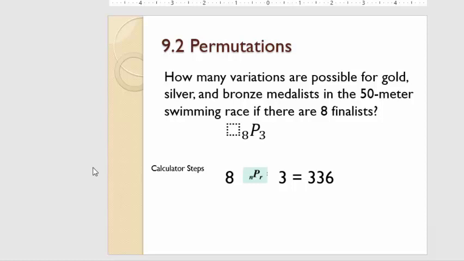So you'll notice in the notation you have 8 finalists, it's a permutation, and you want to choose 3 from those 8. So in your calculator you would hit the 8 key, and then you need to find the key with nPr. On a TI-30XA, nPr is the second 9 key. So you hit 8, second 9, which is nPr, and then 3, and then equals, and you get 336. There's 336 ways that you can choose 3 medalists from 8 people swimming in the race.